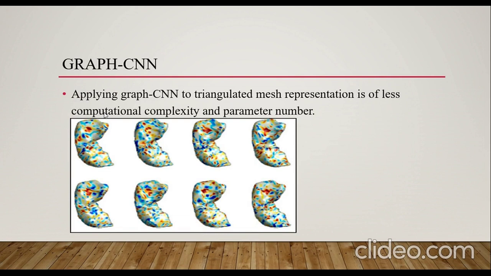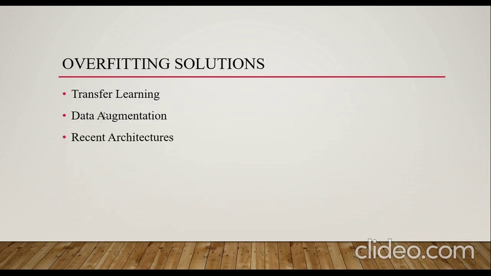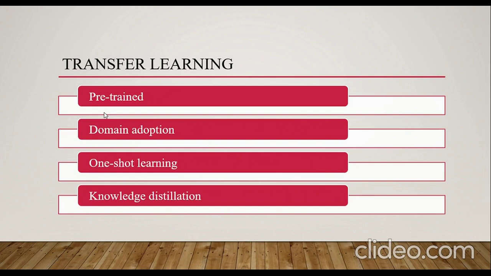Graph CNNs were used as well, where they are applied to triangulated mesh representations of 3D neuroimaging. Triangulated mesh representations are of lower computational complexity, and that's because applying graph CNN to triangulated mesh representations results in a lower number of parameters. As for different overfitting solutions, transfer learning, data augmentations, and recent architectures designed especially for this purpose were used.